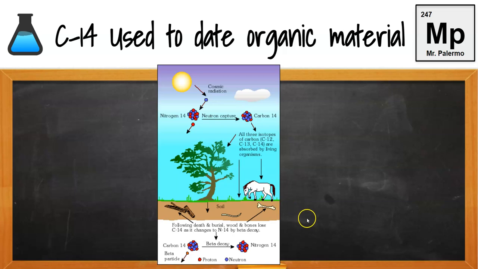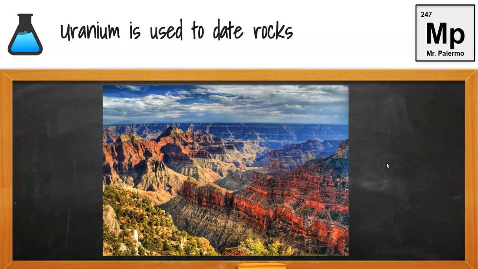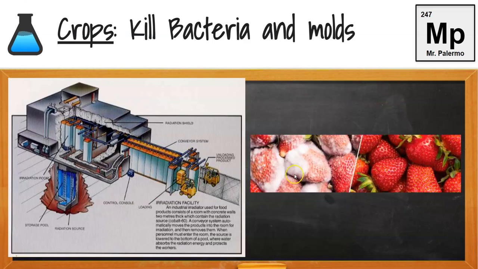Now, the half-life is not long enough or useful enough to help us date things like rock formations or even the age of the Earth, so we want something with a much longer half-life, and that's why we typically use uranium to date rocks and to date the Earth. We could also use radiation to help us kill bacteria and mold on our food sources.